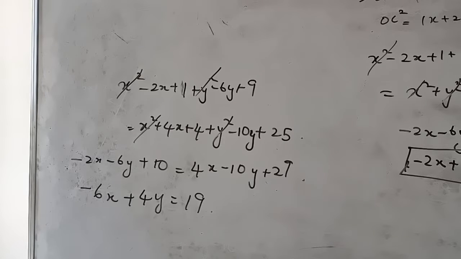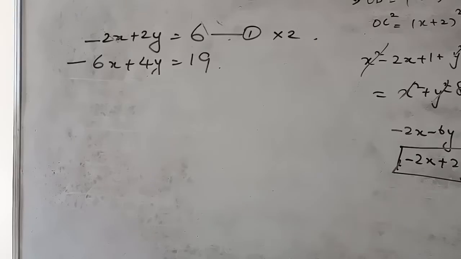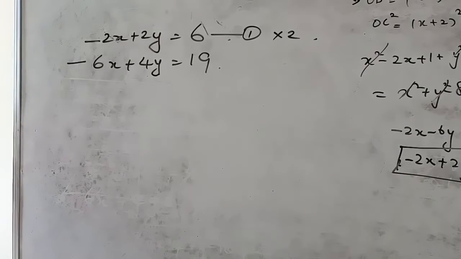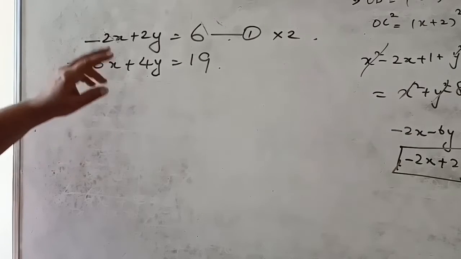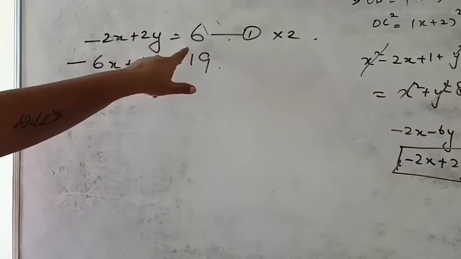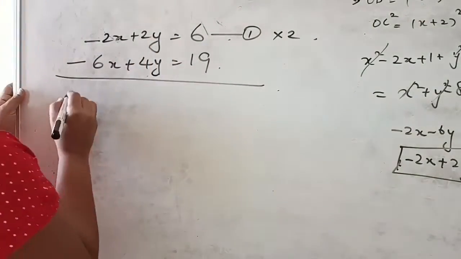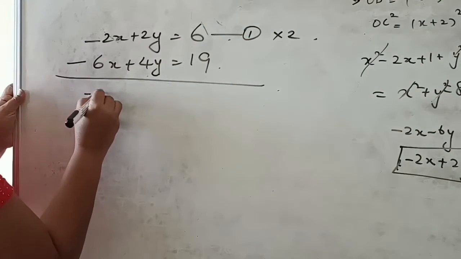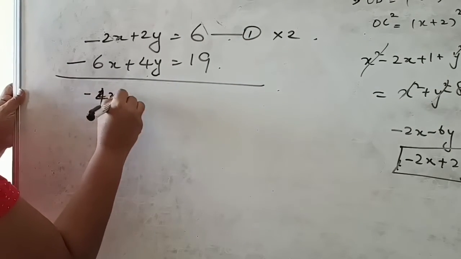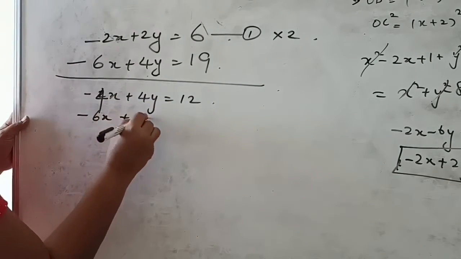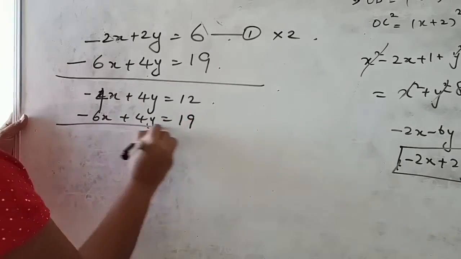Now, let us figure out how to find out the values of x and y. You have two linear equations which we can use to find out the values of x and y. You must be familiar with how to solve a linear equation. Here, I know that I need to cancel out one of the variables. In this case, I have to multiply the first equation by 2 in order to get 4y there. I get minus 4x plus 4y is equal to 12. Minus 6x plus 4y is equal to 19. This is my second equation.